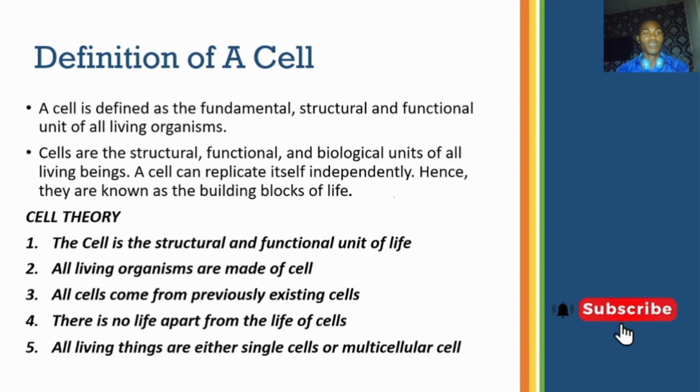Like the third theory says, all cells come from a previously existing cell, and all living organisms are made up of cells. Number five, all living things are either single cells or multicellular. Single-celled organisms are living organisms that have just one cell, like the protozoans, the amoeba. Then we have animals such as us that have multiple cells. Now let us continue.